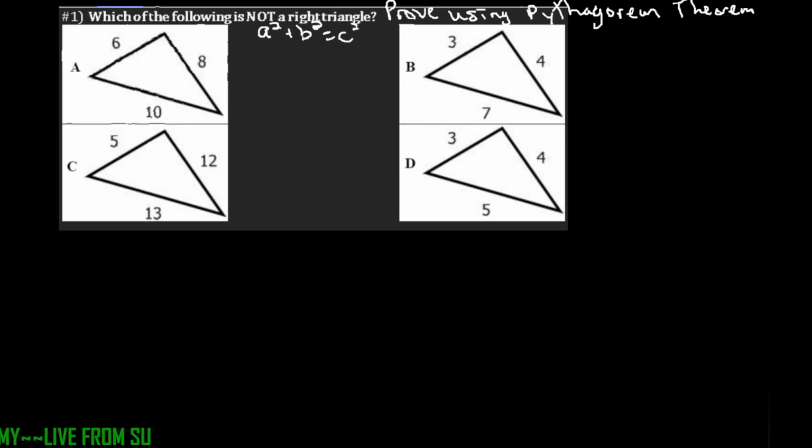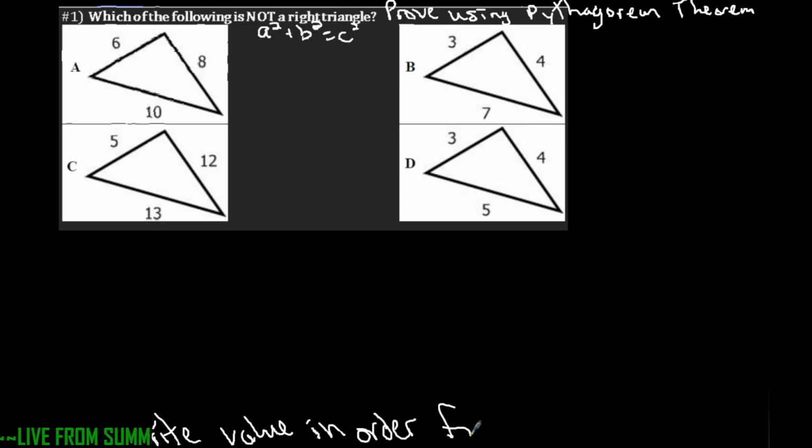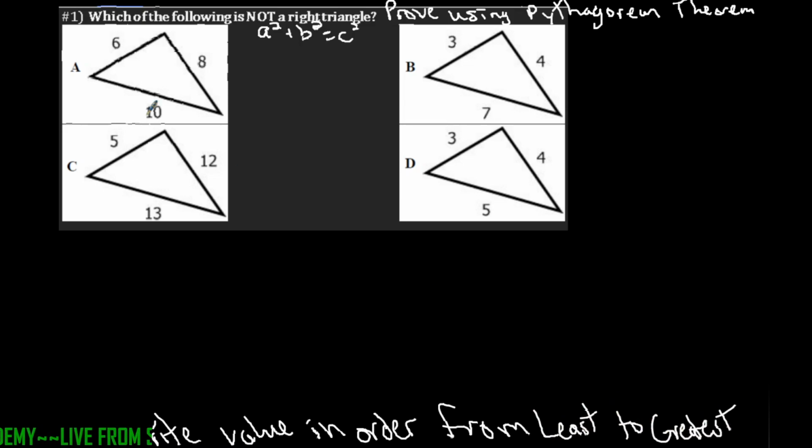Write your values in order from least to greatest. That way, when you are plugging them into your formula, it's a little bit easier to see. So for example, I would say this is 6 squared plus 8 squared. I'm saying, is this equal to, so I need a question mark on that equal sign, is this equal to c squared, which is 10 squared?